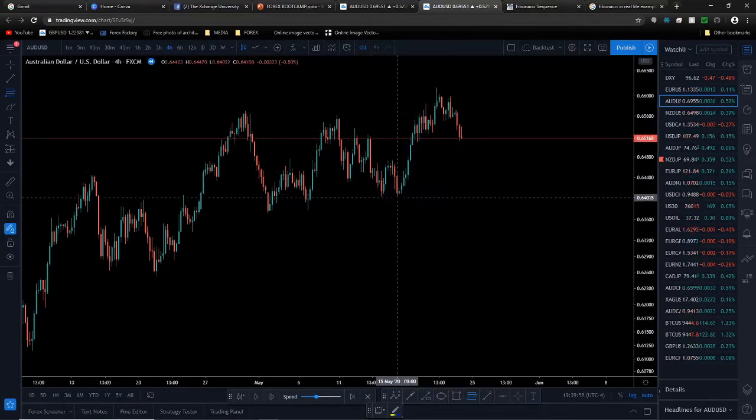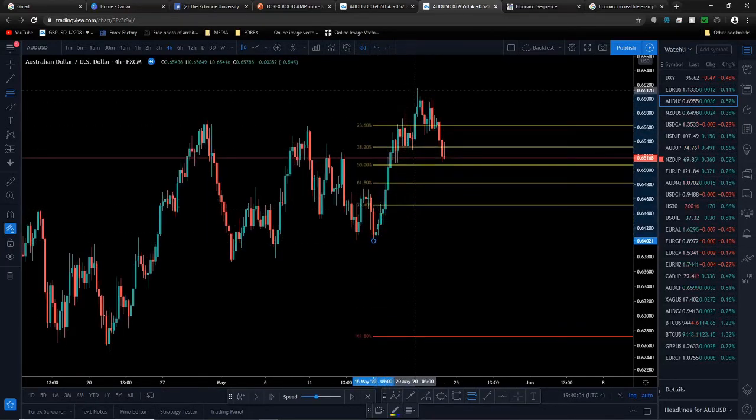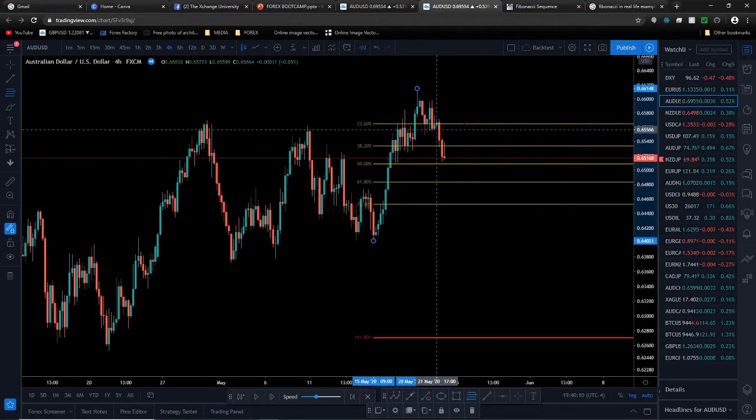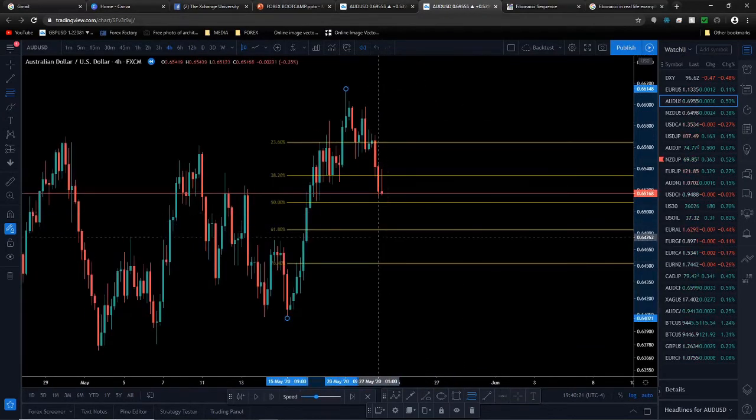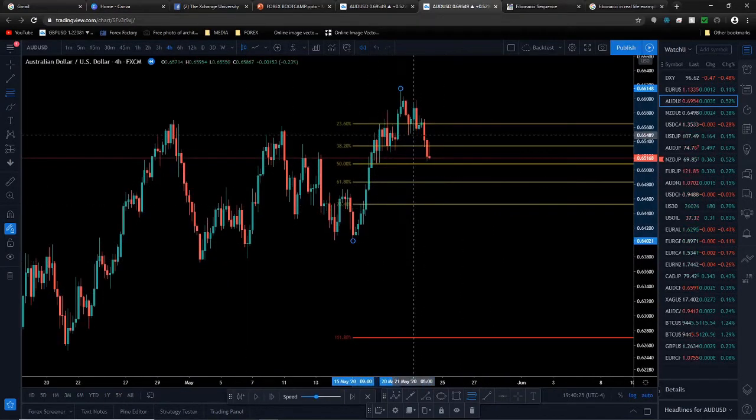And there's a way that we can actually measure these. So I actually do the wick to wick, from this bottom to this top here. All right, bottom to top, swing low to swing high. And then these are the levels: 23%, 38%, 50%, 61%, and 76.4%, right? There's other levels, but these are the main ones.